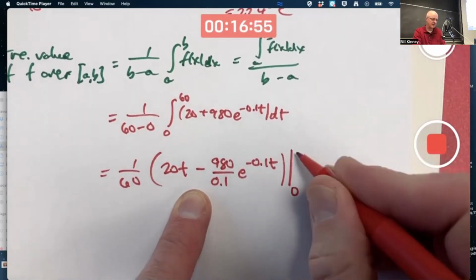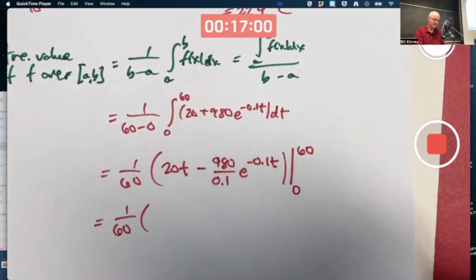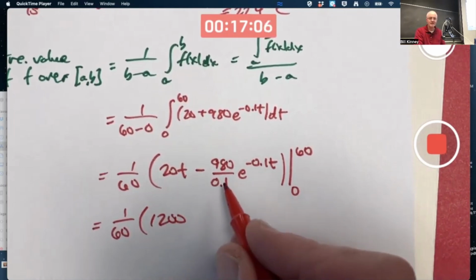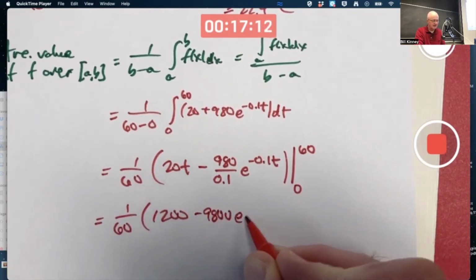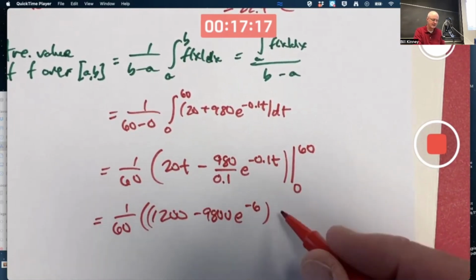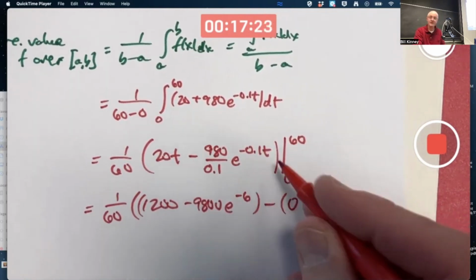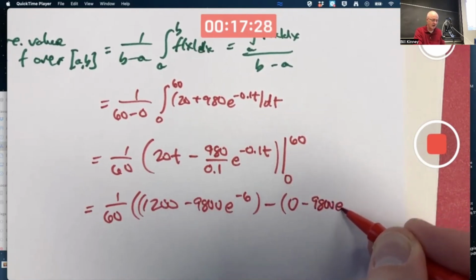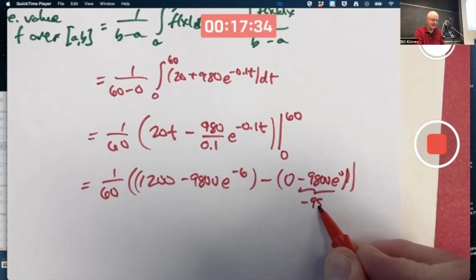This is getting evaluated from 0 to 60. Keep that 1 over 60 in front. 20 times 60 would be 1200. 980 divided by 0.1 is 9,800. E to the negative 6 is what you get when you plug in t equals 60. Then subtract what you get when you plug in t equals 0. 20 times 0 is 0, but e to the 0 is not 0. We're going to get a minus 9,800 e to the 0. E to the 0 is 1. This is another minus 9,800.